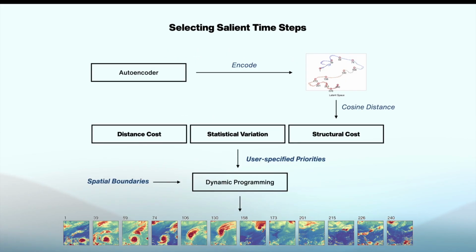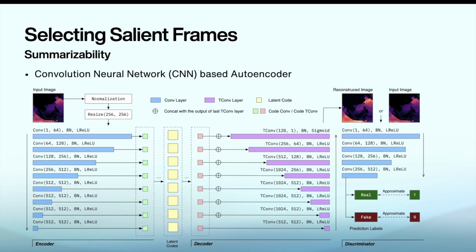We aim to select a subset of time steps as salient frames by combining these 3 perspectives, considering structural similarity, statistical variation, and distance penalty. We now elaborate on each of these cost functions. First, for the structural cost, we leverage a CNN-based autoencoder to lower the spatial semantics within the data and produce a low-dimensional latent code for each frame. We train our model by using the decoder to reconstruct the original data frame and employ a discriminator to further supervise the reconstruction quality, encouraging more meaningful latent codes.